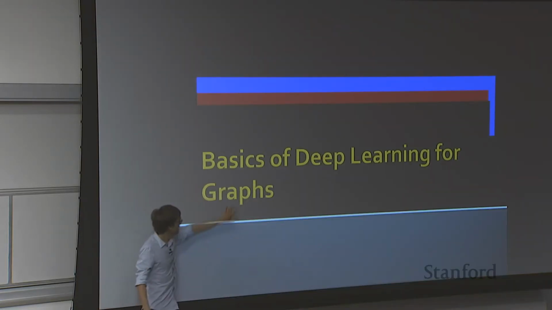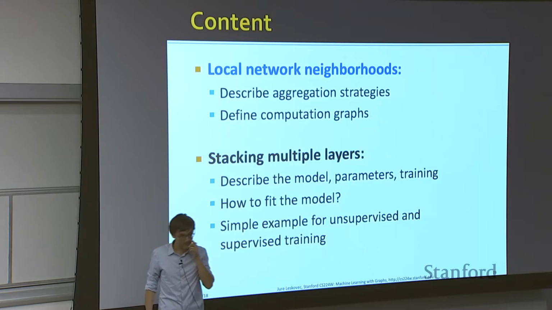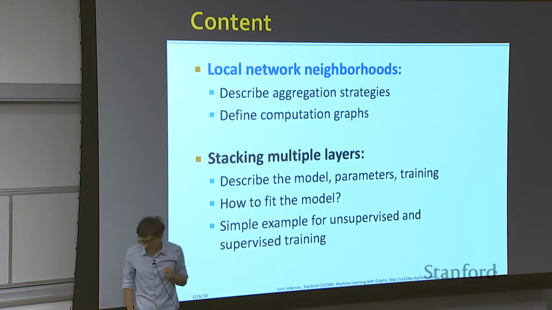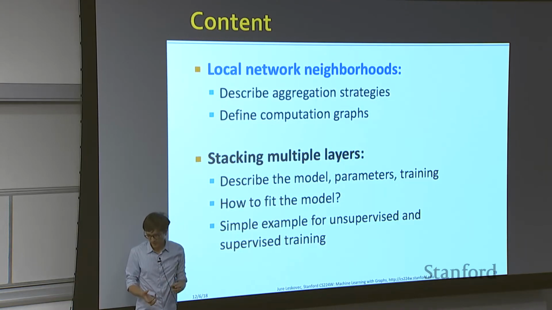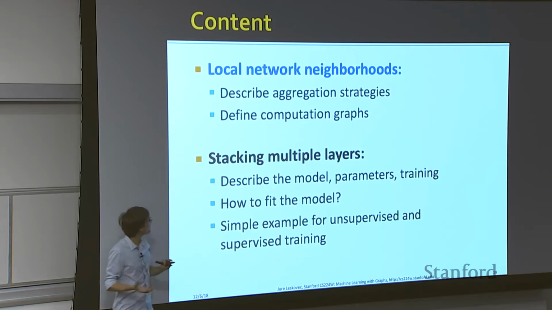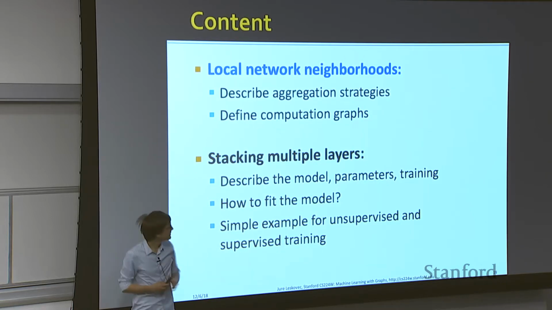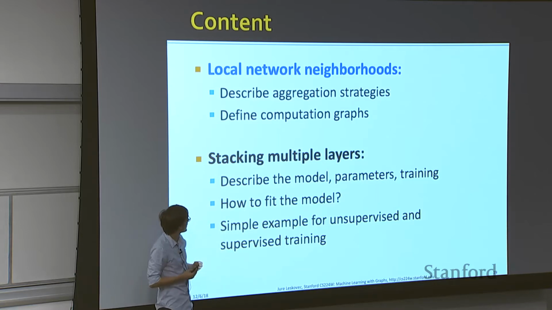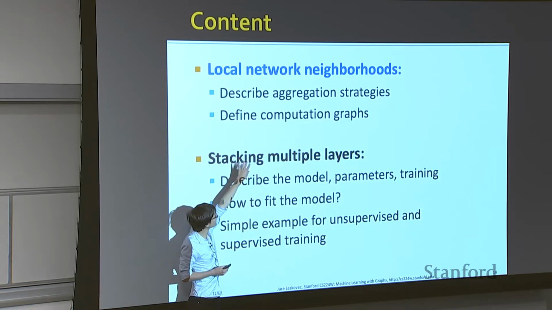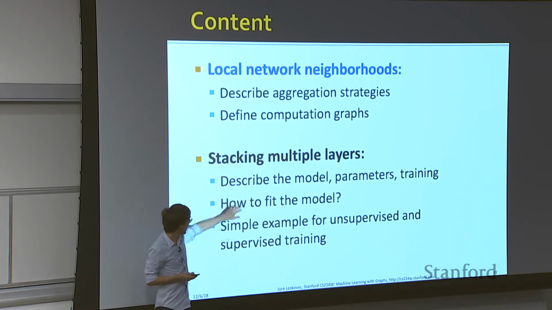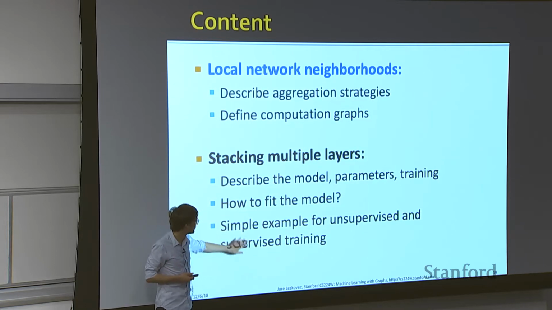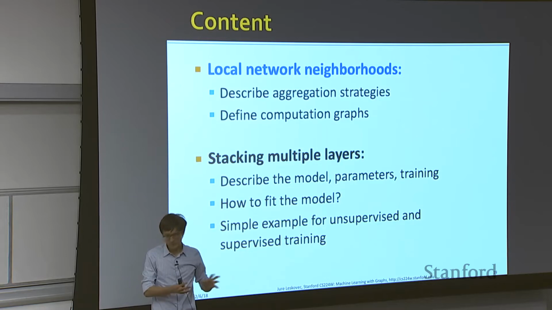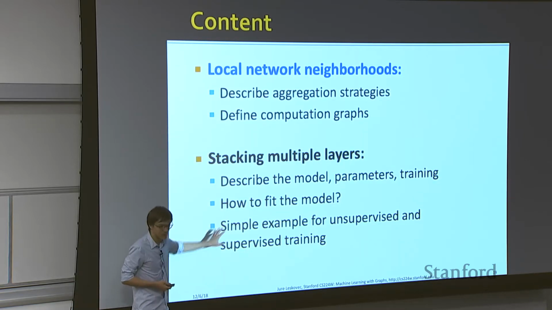Okay? So let's talk about the core: how do you think of deep learning for graphs? The key concept here will be about understanding local network neighborhoods, and we will talk about different data aggregation strategies and define this notion of computation graphs. And then as we talk about this at the single layer level, we will talk about how we go deeper, how we define the models, parameters, how we train, and then how we do unsupervised as well as supervised or semi-supervised training of these things.